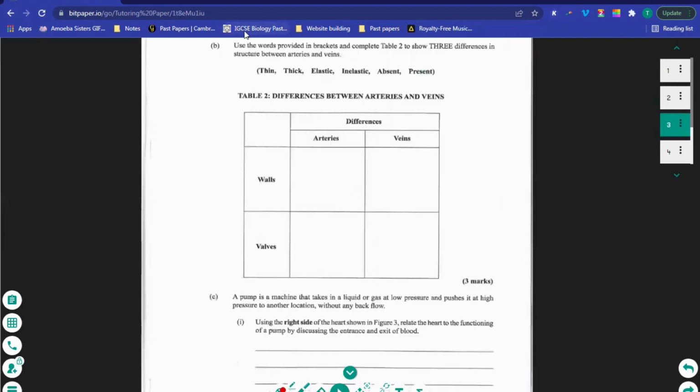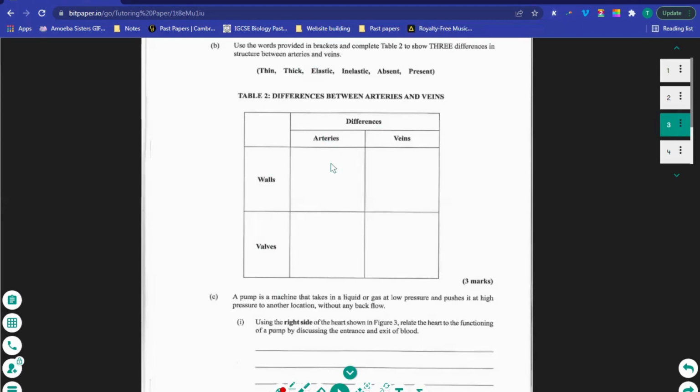Then part B: using the words provided in brackets, complete table 2 to show 3 differences in structure between arteries and veins. So the words that we have in the brackets are thin, thick, elastic, inelastic, absent, and present. So in this table, we have to plug in this information to describe the differences between arteries and veins. So it's the difference between the walls and whether they have valves or not in the arteries and the veins.